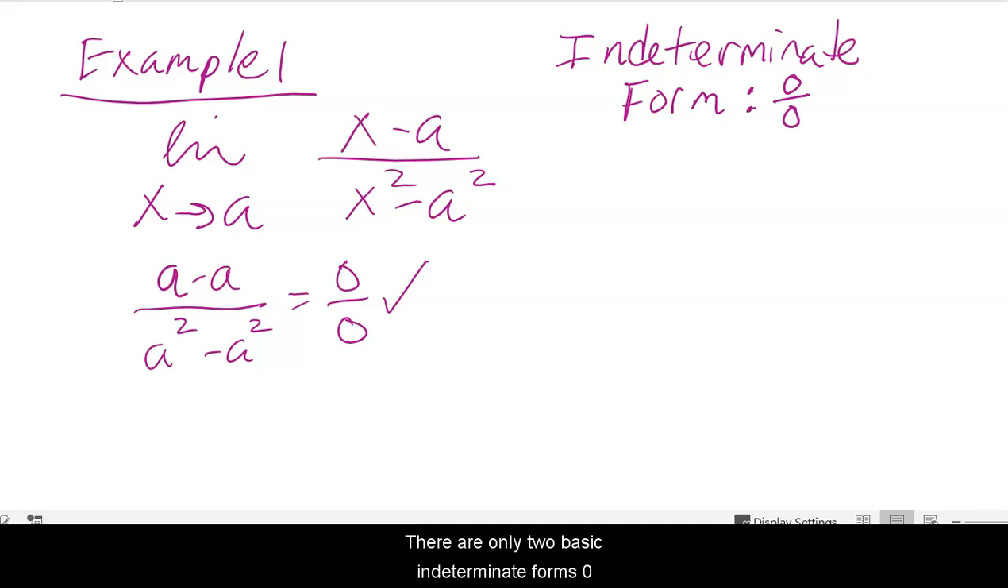There are only two basic indeterminate forms, 0 over 0 and infinity over infinity. Since I do have one of the indeterminate basic forms, I can apply L'Hopital's rule provided that the numerator is a differentiable function and the denominator is a differentiable function. Since the numerator is a line and the denominator is a parabola, I know I can apply L'Hopital's rule.